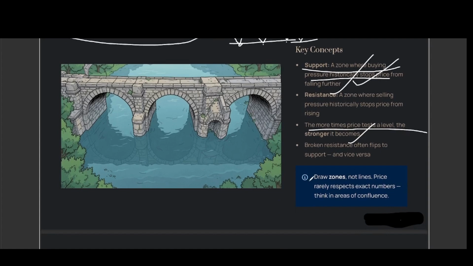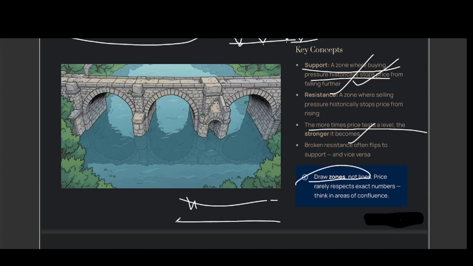Next, draw zones, not lines. For beginners, if you see this, you might draw a line near the support and a line near the resistance. But a line is an exact price value, so it can cause some problems. Sometimes support might hold from 1 to 2 pips above or below.